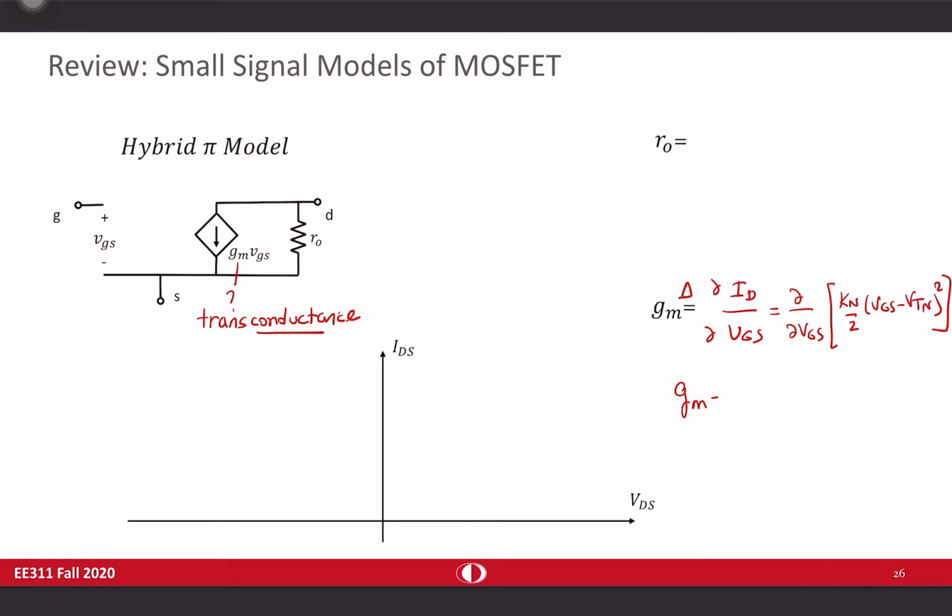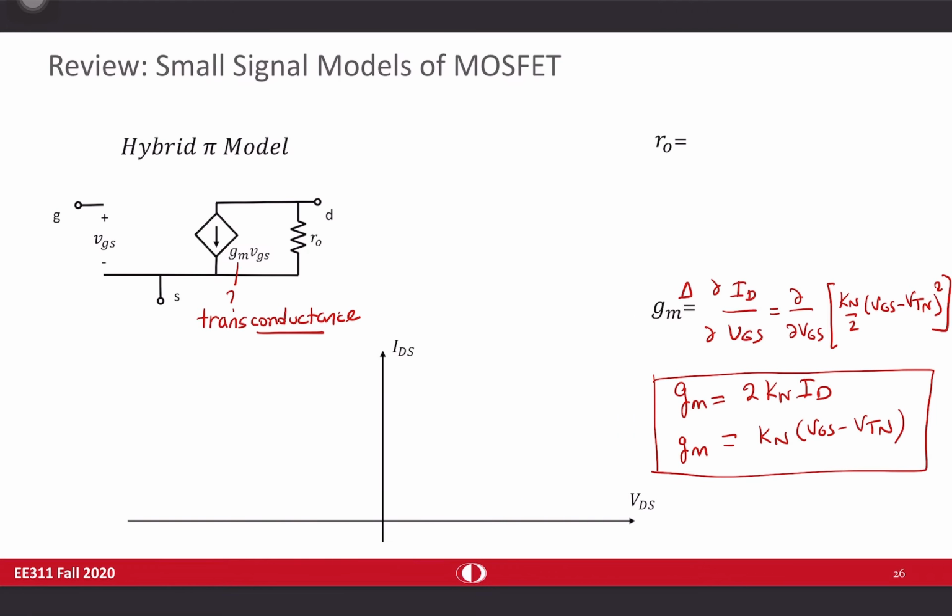And therefore, GM can be found as 2Kn ID or Kn (VGS minus VTN). Both expressions are the same. They are just given by different terms, but you can check that they are the same. So GM can be given by any of these expressions. Now I know GM and R0, and my hybrid pi model is ready to be used for AC or small signal analysis.